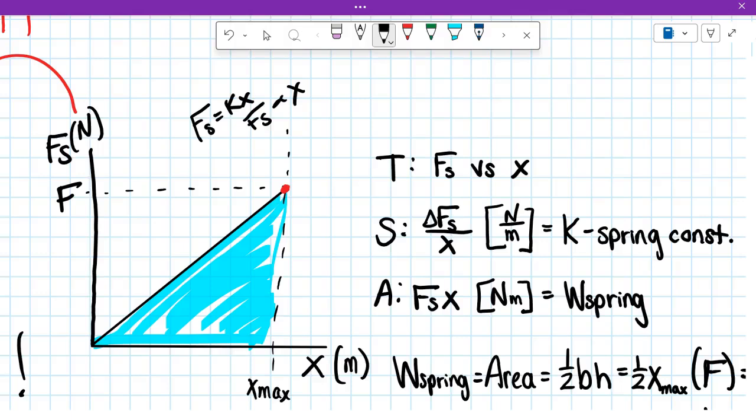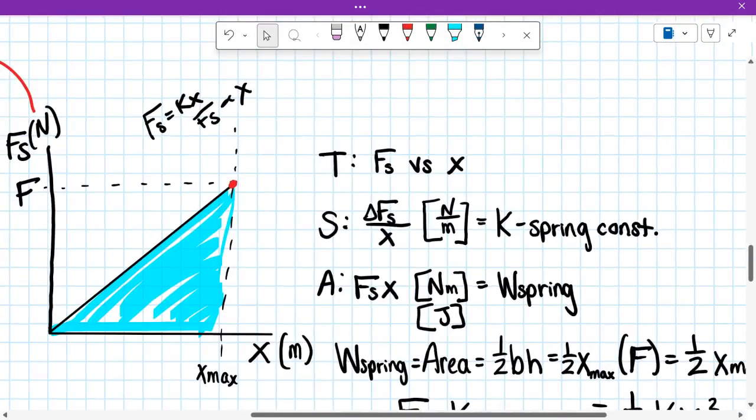And the area has units of newtons times meters. Now we might not remember this, but I think it's on the front of our reference table, that a newton times meter and a joule are the same thing. So hopefully you recognize that the area here is the work done by the spring, much like the area between any force and displacement graph is work done by that force.